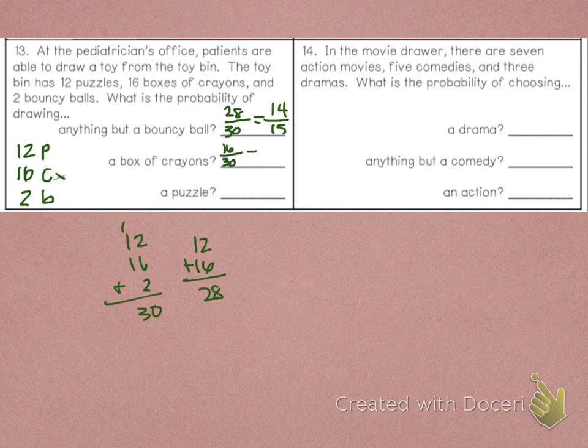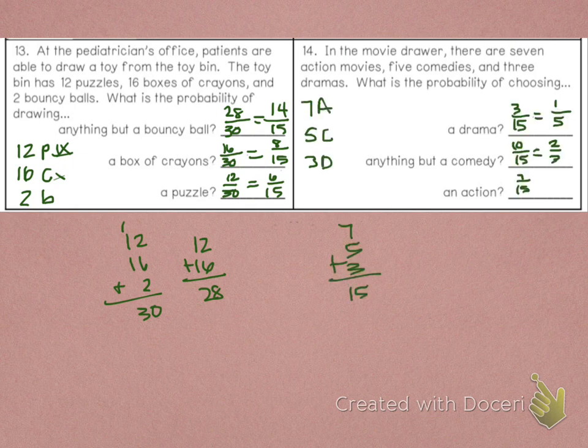And again, we need to simplify. So we're going to divide by 2. 16 divided by 2 is 8, and 30 divided by 2 we know is 15. And then lastly is a puzzle. It is a 12 out of 30 chance. And 12 divided by 2 is 6, and 30 divided by 2 is 15. Okay, go ahead and press pause and do number 14, please.